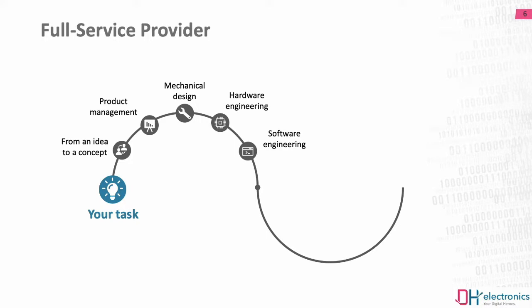Here we are able to do the complete design in all three areas within DH electronics. This means that our engineers are designing all main components, which are the hardware, the software and the mechanics for the final product. And since we're handling the product management too, we can make sure that everything works together seamlessly.